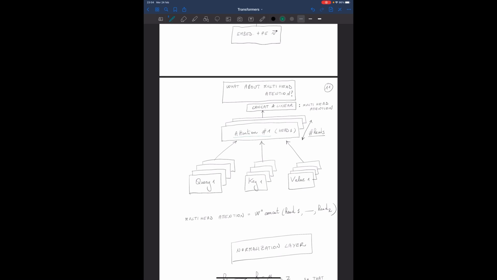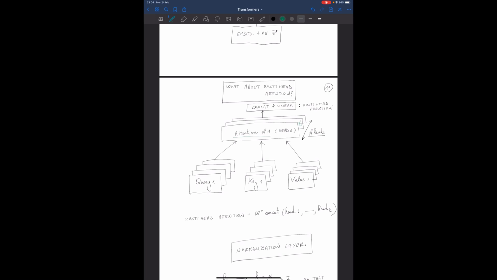So for query 1, we have attention number 1, which is the sum of the similarities of all the values. Then we have query 2, this would give attention number 2, so imagine it's this one. Same thing, sum over all the values for the similarities, and so on and so forth. We have a certain number of heads. They are then all concatenated together into what is called multi-head attention.